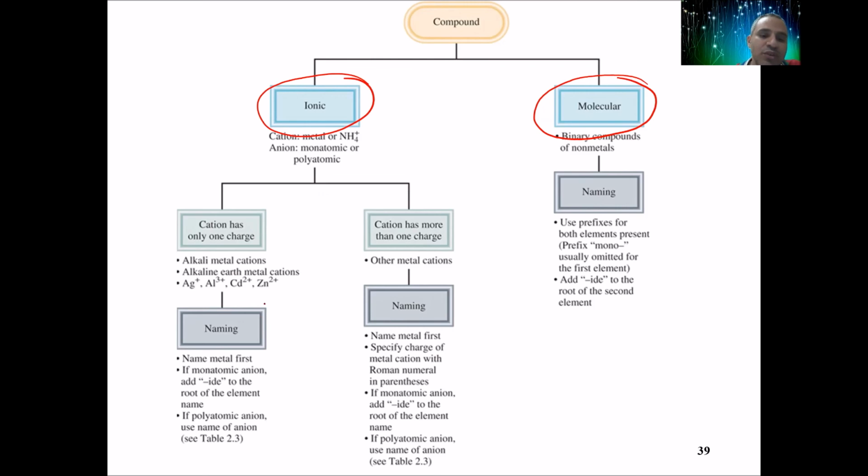You just start with the name of the metal followed by the name of the anion with IDE at the end, with no special additions, because there is only one possible combination in this case. Type 2 will have more than one possible charge. So you have to indicate the charge of the metal ion using Roman numerals in parentheses.